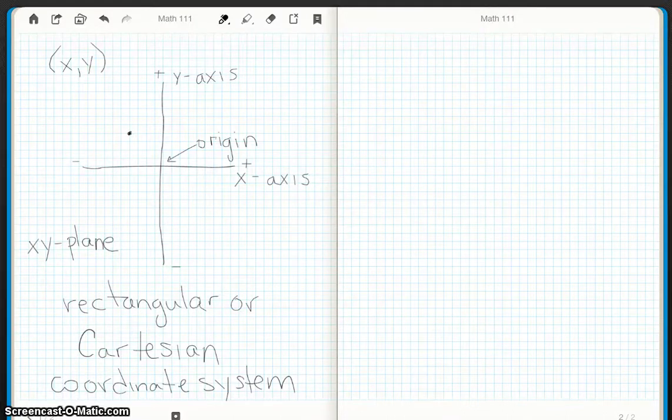So to describe how to get to this point, we always say where to go in terms of the x direction first, and then where to go in terms of the y direction. That's again to keep it straight, because we want to make sure that we all know that the first entry describes horizontal movement, and the second entry describes vertical movement.